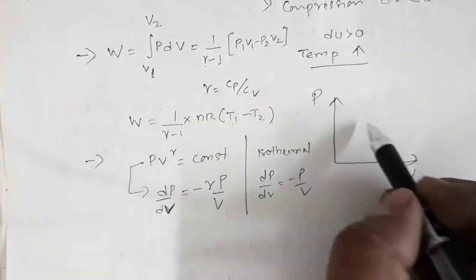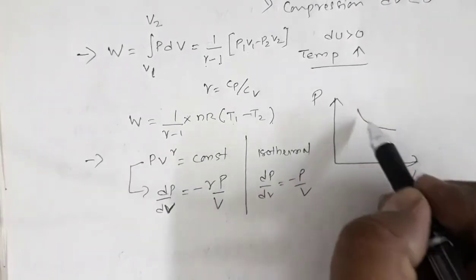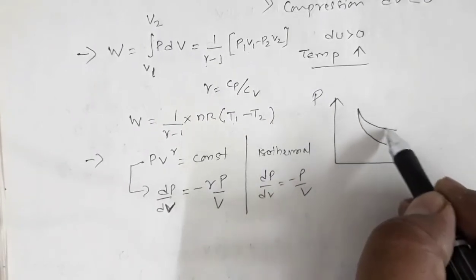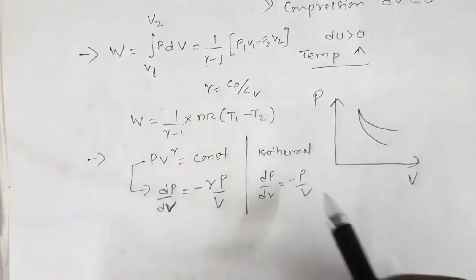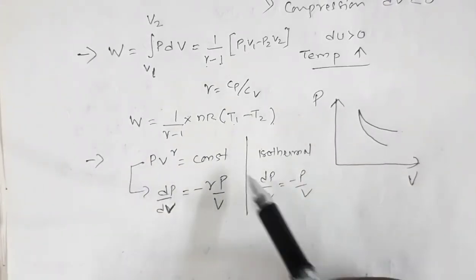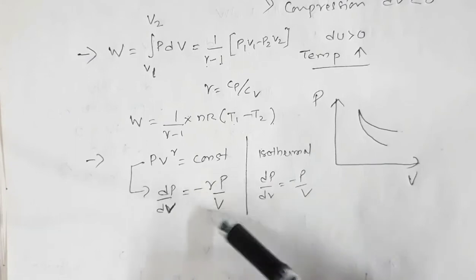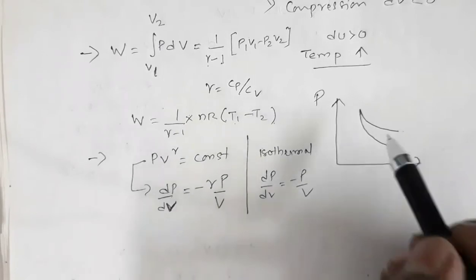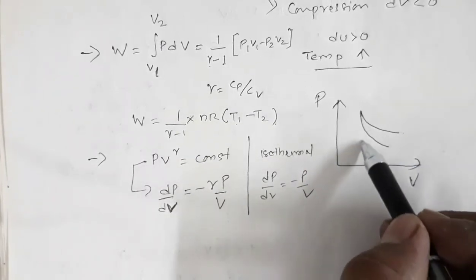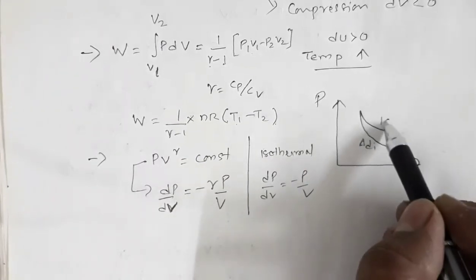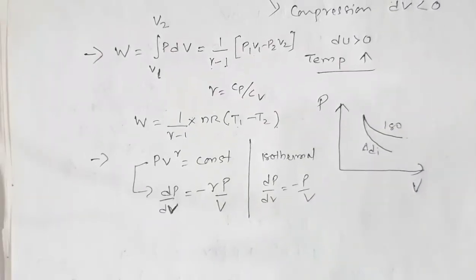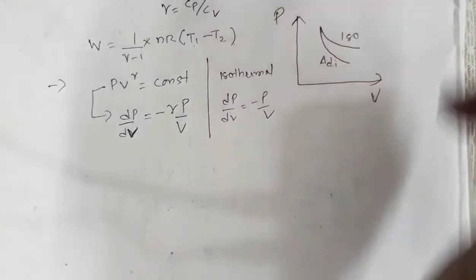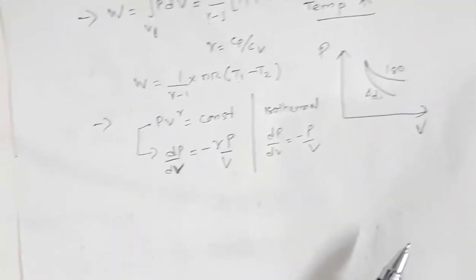So that means if you have two curves, this curve is much steeper than this. For isothermal, slope is minus P by V, for adiabatic, slope is minus gamma times P by V. So this is much more negative as compared to this, because gamma is greater than 1. So this curve represents adiabatic curve and this represents isothermal process. Okay, so this is an isotherm. Now this is if you have to compare between isothermal and adiabatic.